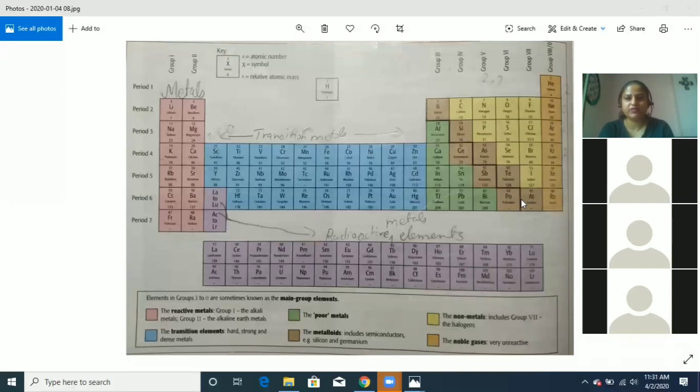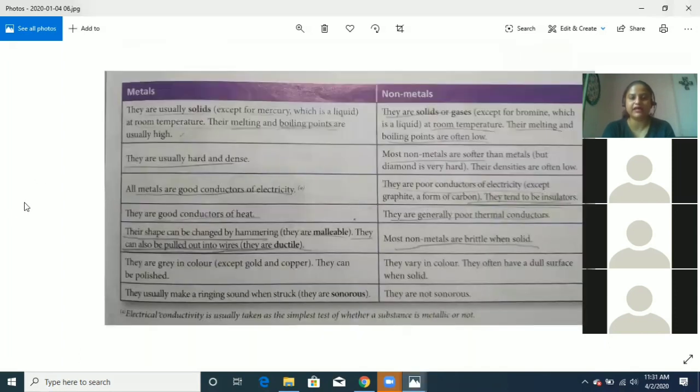We are using so many times metal, non-metal. So I think we should learn what is metal and non-metal, the main characteristic property and main difference between metals and non-metals. The metals are usually solid. The non-metals are solid or gas. The metals are harder and denser. The non-metals are softer.